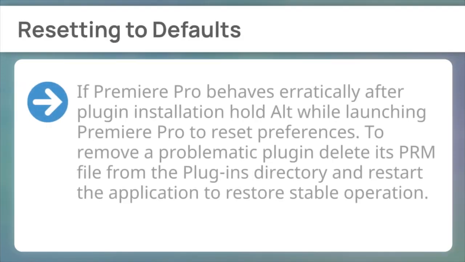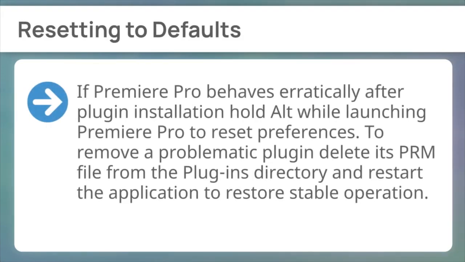Finally, resetting to defaults. If Premiere Pro behaves erratically after plugin installation, hold Alt while launching Premiere Pro to reset preferences. To remove a problematic plugin, delete its PRM file from the plugins directory and restart the application to restore stable operation.